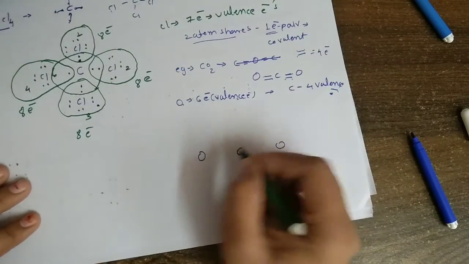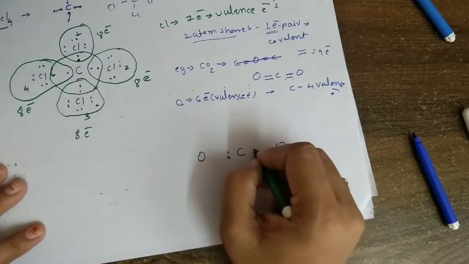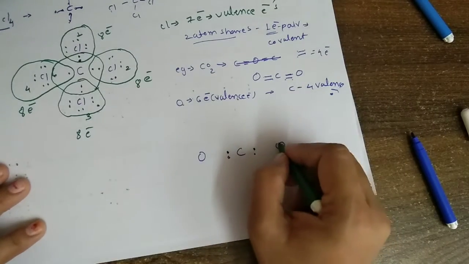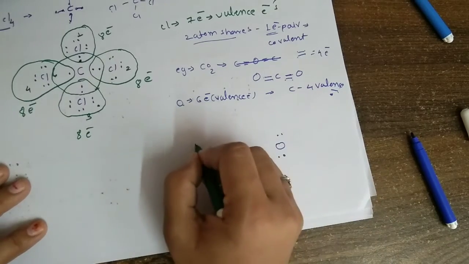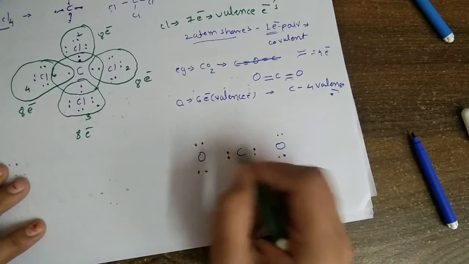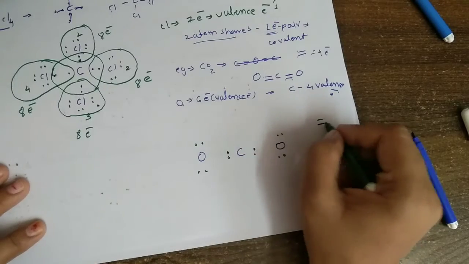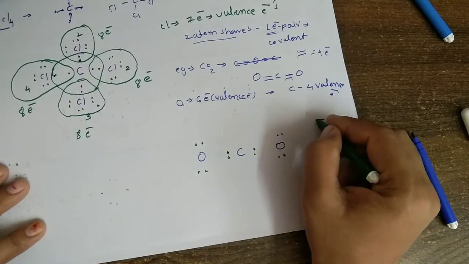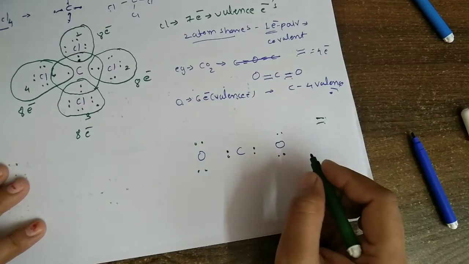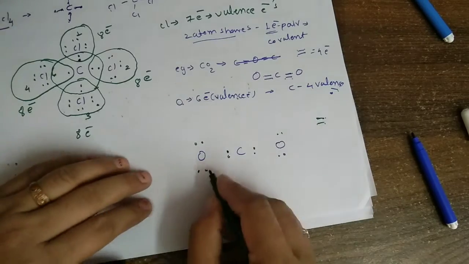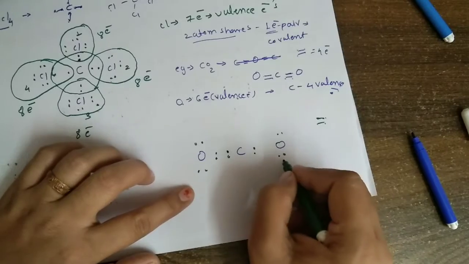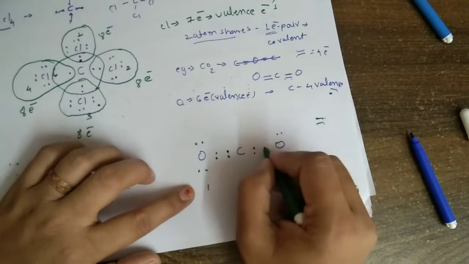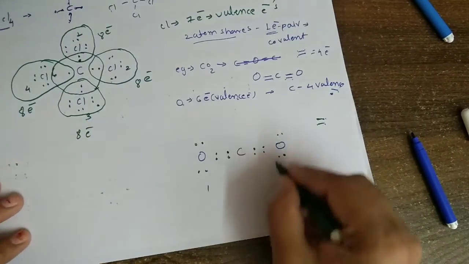Now the carbon has 4 electrons of its own, and the oxygen has 6 electrons. But for forming a double bond, how many electrons do we require? 1 2 3 4, 4 electrons we require. So the oxygen can give 2 electrons from its valence shell, and this oxygen number 2 is also giving 2 electrons to complete its octet.